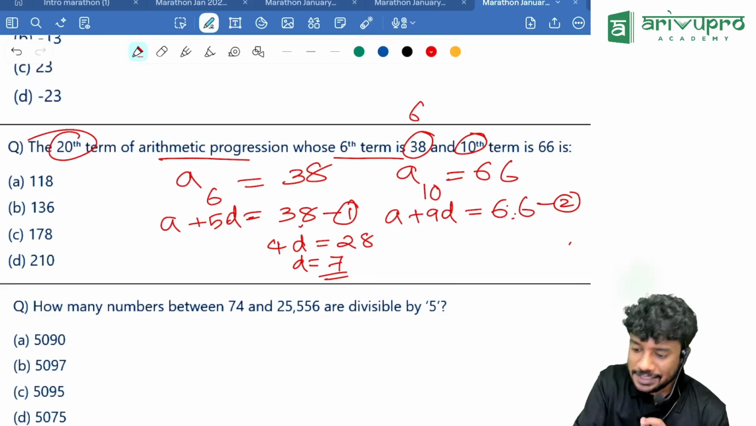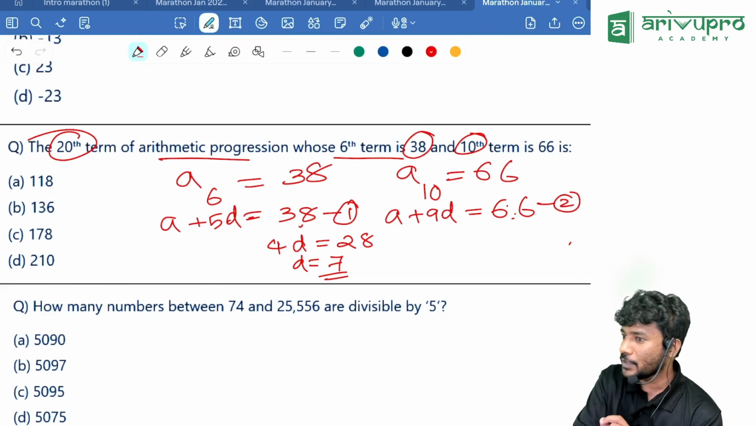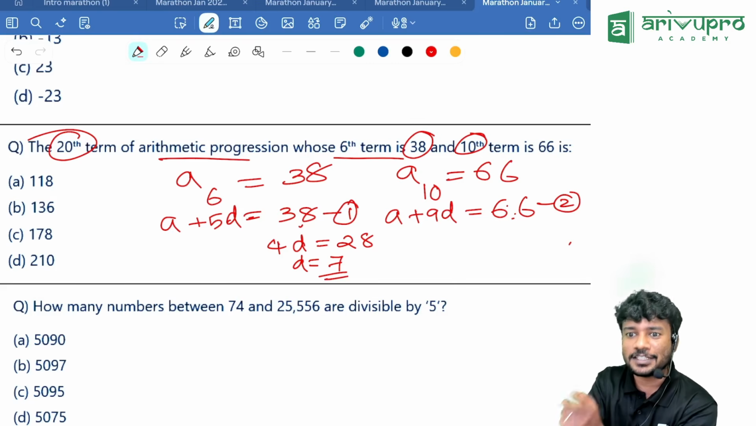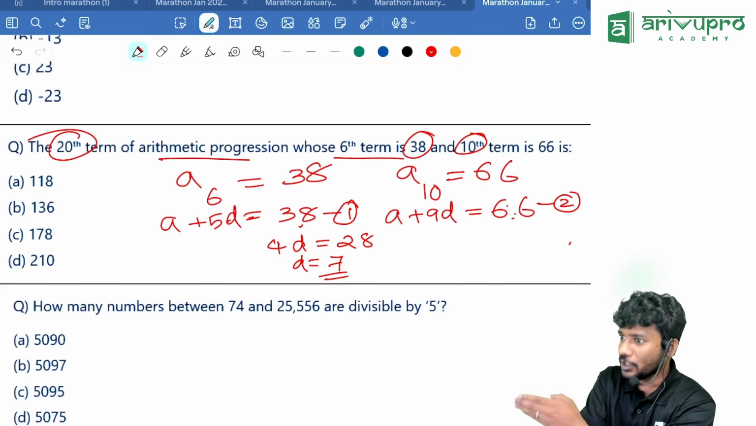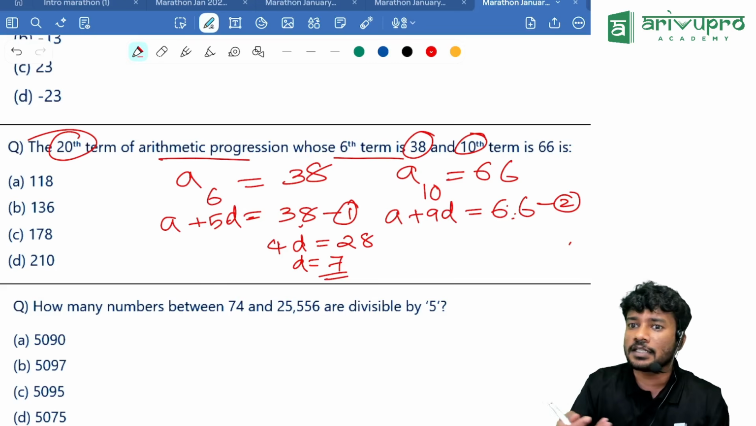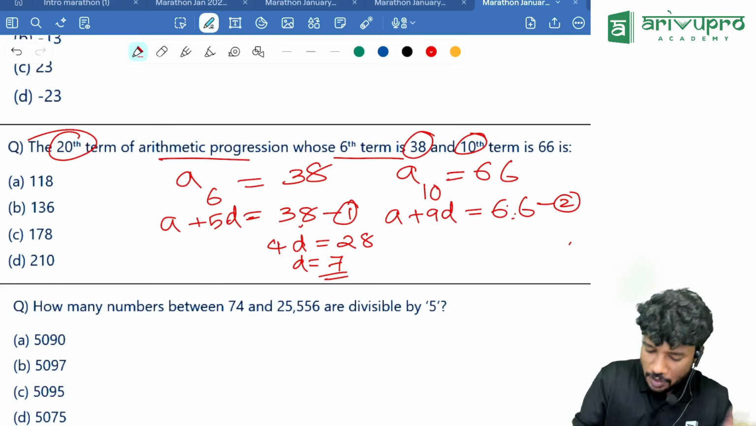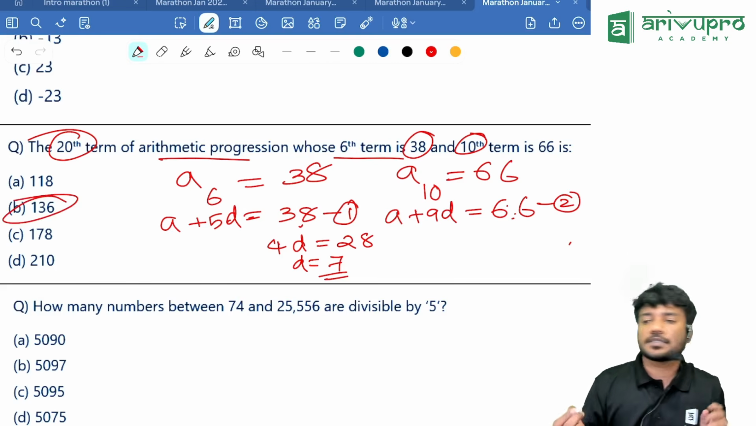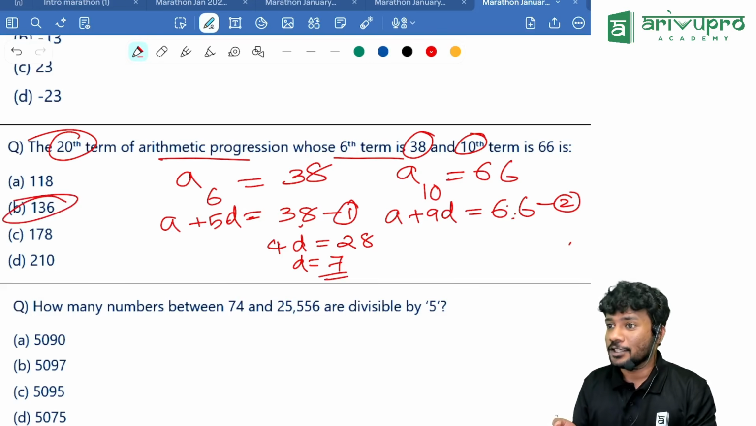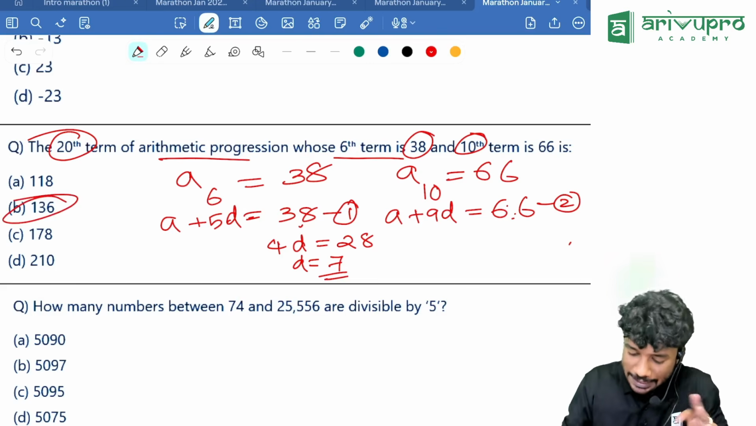10th term plus common difference is 11th term. Then if I add one more common difference, that is 7 again, it is the 12th term. If I add 7 again, 13. Add 7 again, 14. Add 7 again, 15. Accordingly, you can just use calculator and get the answer. How much is the answer? 136. That is a good easy method because you don't need to find the value of A. You will not lose time. Okay. Yes.